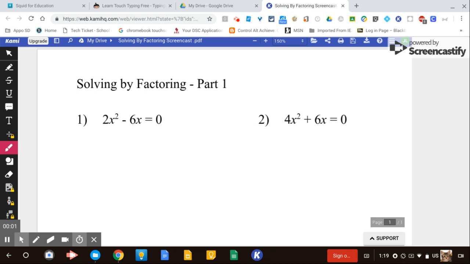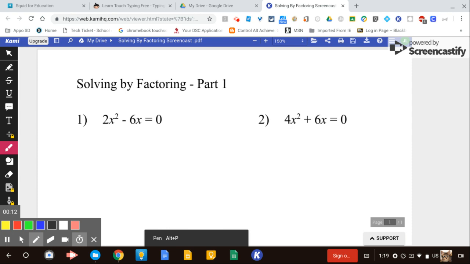Hello, ladies and gentlemen. As promised, I'm going to give you a little screencast here to show you how to solve by factoring. These two first examples are examples where I have no constant term.